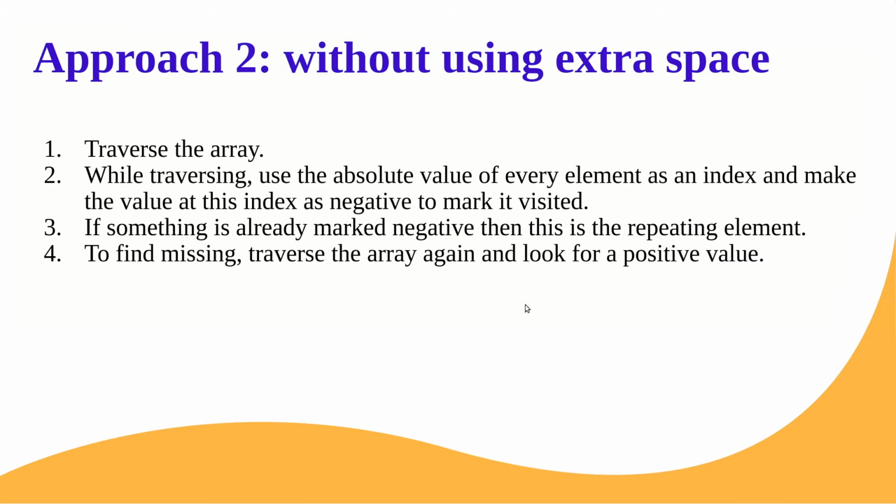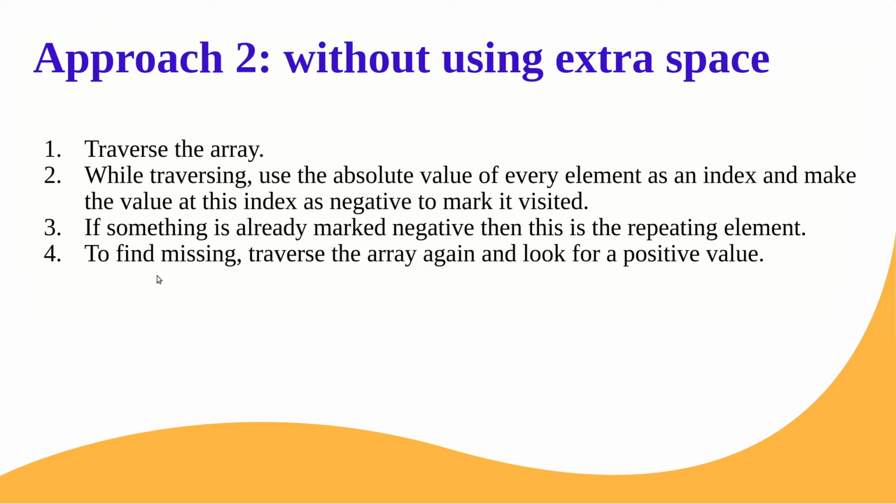But in this case we are not making use of the temp array because we need to do it without using any extra space. So what are we doing? We are treating the same value as the index but with a negative sign. I will help you understand this again when we come to the coding section. If something is already marked negative, then this is the repeating element. This is how we do the visited part: if something is marked negative, then there was a previous occurrence of it, hence it is a repeating element.